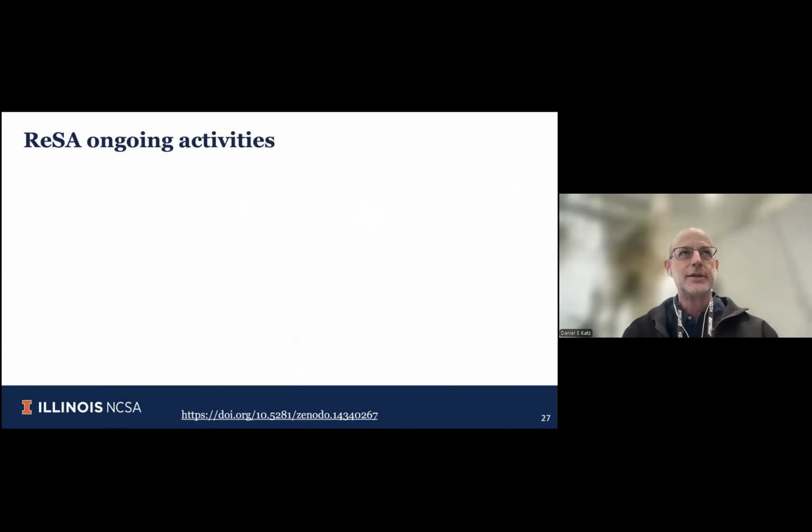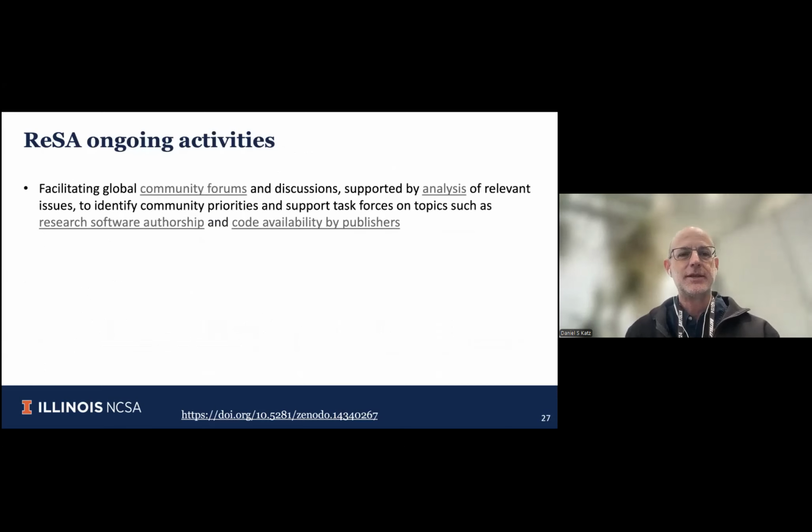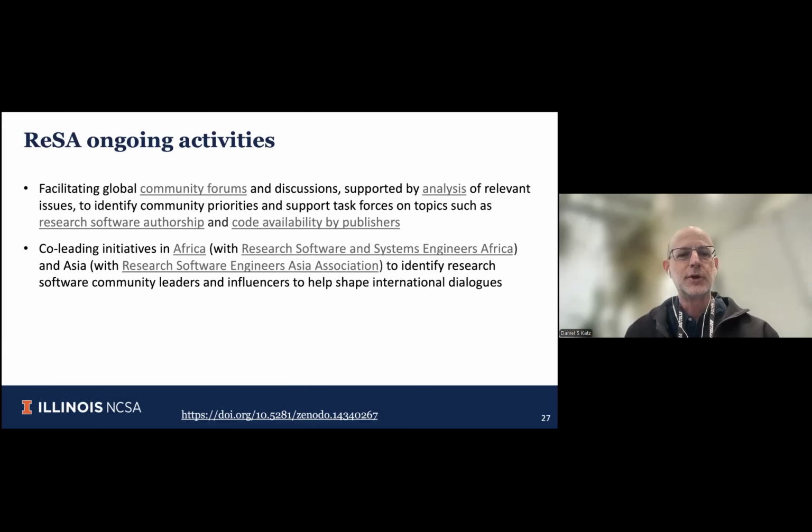In terms of ongoing activities that are not quite as recent, we are facilitating community forum and discussion. We do this through analysis of issues, identify community priorities, and then try to develop task forces that can work on different things. Two of these are research software authorship and code availability by publishers. We're co-leading some work in Africa with the RSSE Africa group, and in Asia with the RSE Asia Association, to identify research software community leaders and influencers and try to build up awareness of research software in Africa and Asia, as well as trying to help those organizations grow.